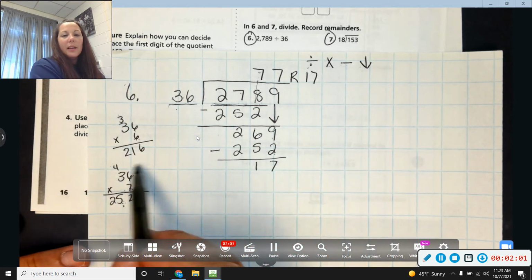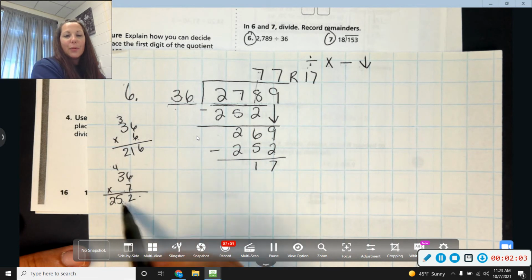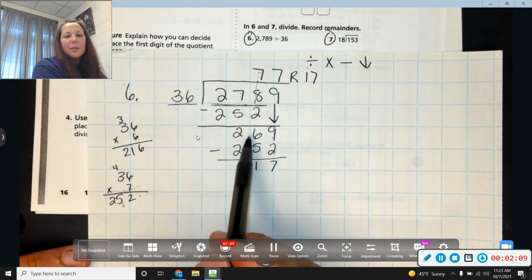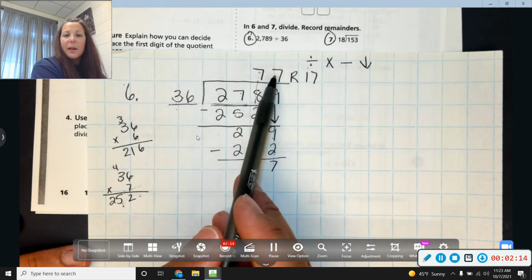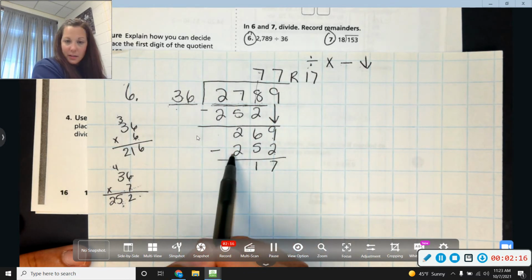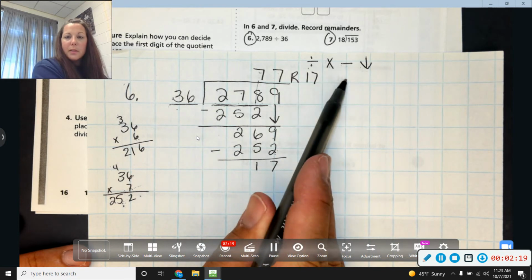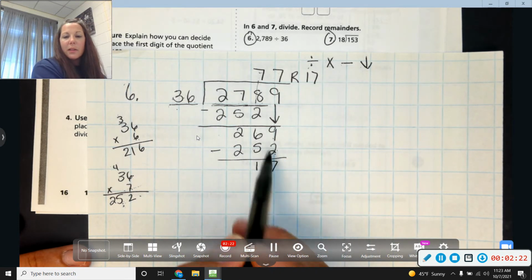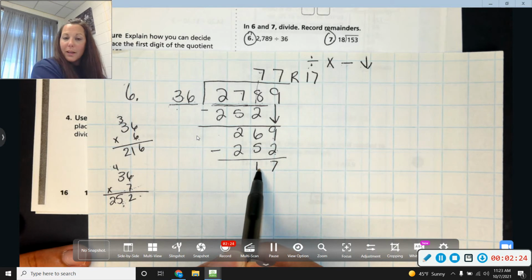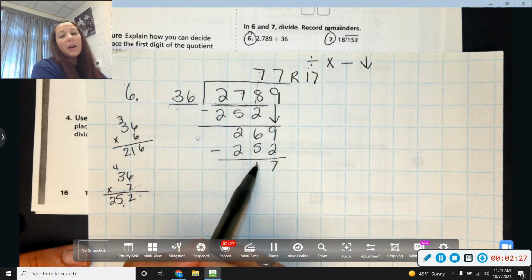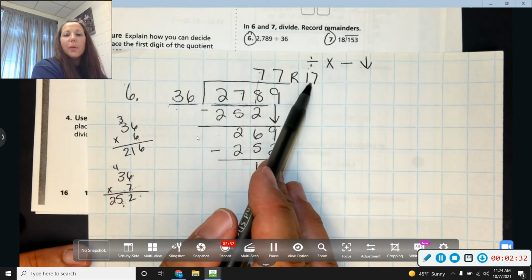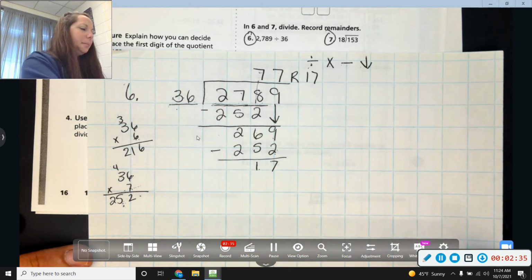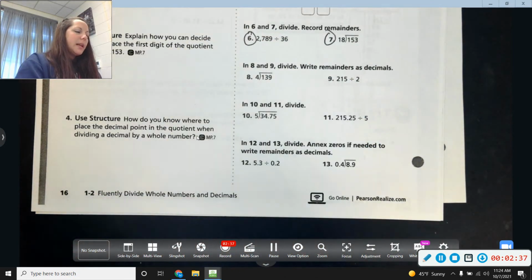Well, luckily, we had the information right here, okay? We said that it can go in 7 times. So we put a 7 above the 9. Now we're on the multiply step. 7 times 36 is 252. Now we subtract. 9 minus 2 is 7. 6 minus 5 is 1. 36 cannot go into 17, so we know that we're done dividing, and we put our remainder of 17 up here. Okay?